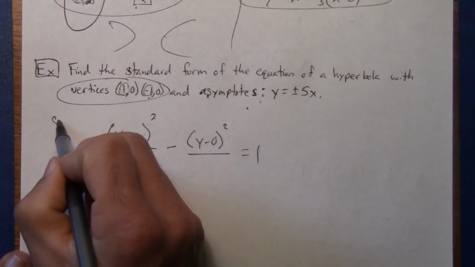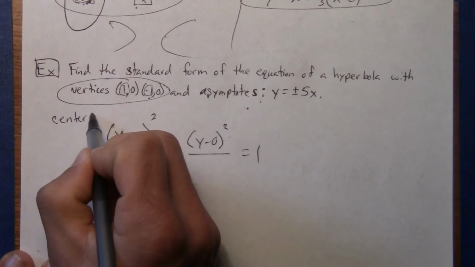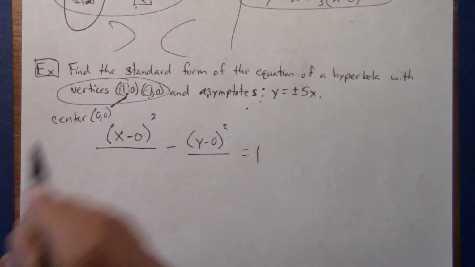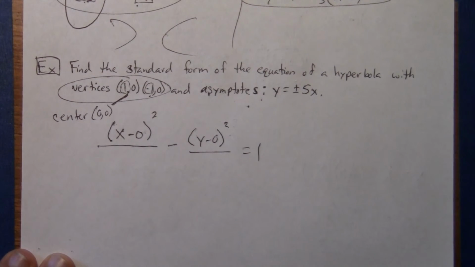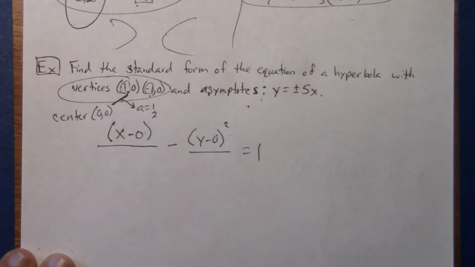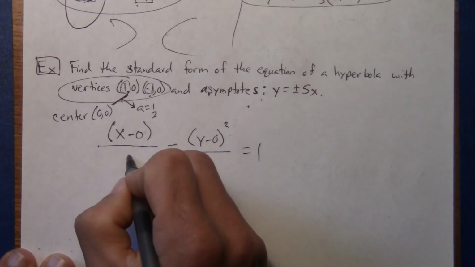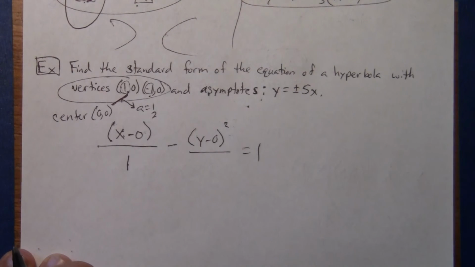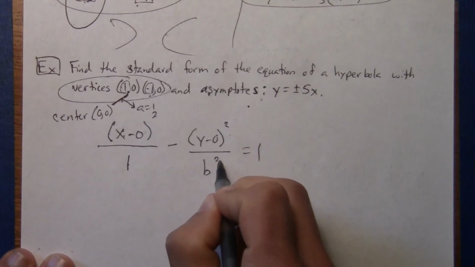Now, we said the center was 0, 0. What's the distance between either of those vertices and the center? It's 1. Well, that distance between a vertex point and a center is a. I know a is 1. 1 squared is still 1. So I know that 1 should go under the x term. The only thing I'm missing is b squared.